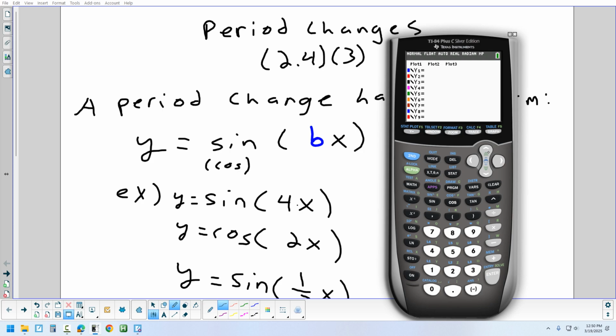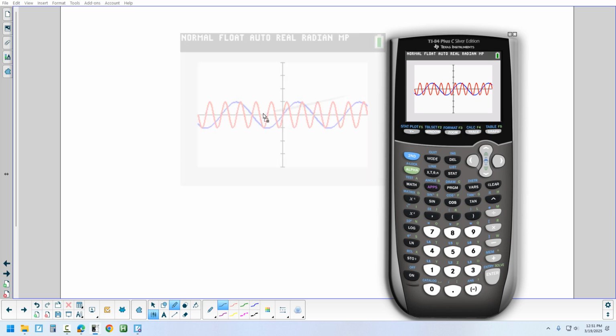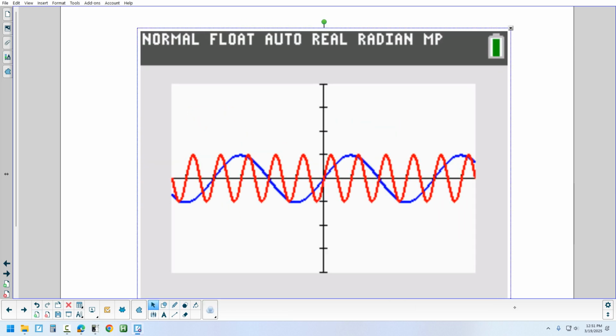Okay. Well, let's try it. Here's sine x, and let's do sine 4x. So there's the original, and there's sine 4x. So what did the 4 actually do? Shrank it. Yeah, it compressed it, right? Compressed it down. I knew that. You did? Yeah.